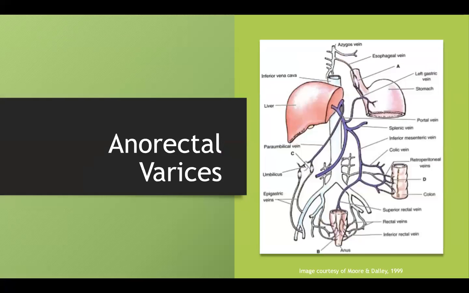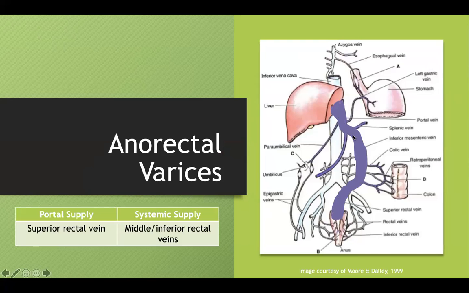Anorectal varices are also worth noting. You can see right here, here's our superior rectal vein draining into our portal system. And so if we have a backup of that superior rectal vein, it can anastomose with our inferior rectal vein right here, and that can cause hemorrhoids. So you'll get some bleeding in this area.